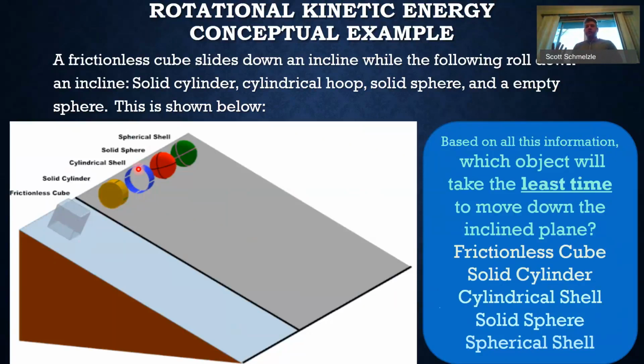Then, which will take the least amount of time? I have a trick question here. The one that should take the least amount of time is your frictionless cube. The reason being, it's just going to slide. It doesn't have to worry about transferring any of that energy into rotation. It is just going to take that GPE and turn it directly into KE. Let me know if you have questions. Likely this will be more of a conceptual question on our test, like, which is the fastest, which is the slowest of these.